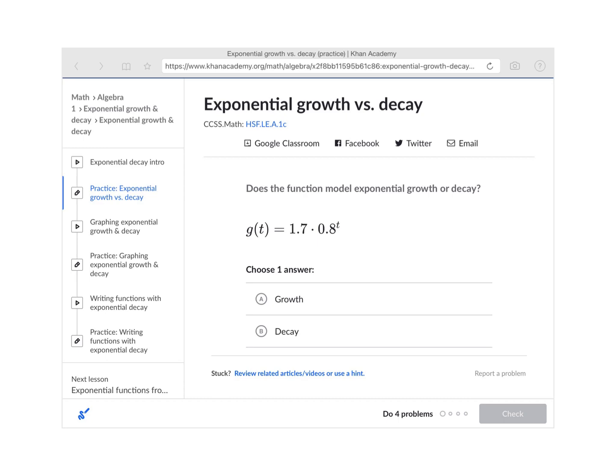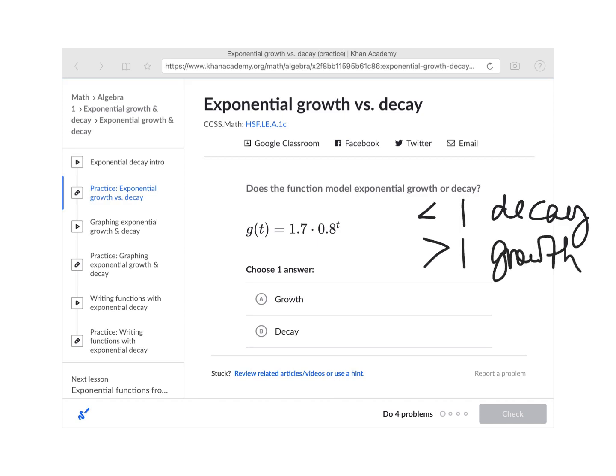Okay, so first one is exponential growth and decay. When you are looking at growth and decay, all you're looking at is what I like to call the multiplier. This is the number that's being multiplied by itself, t times, right? So if that number is less than 1, you are talking about decay. If it is greater than 1, you're talking about growth. This amount out here is your initial value. We're not worried about that for this skill. The multiplier is really what's important.